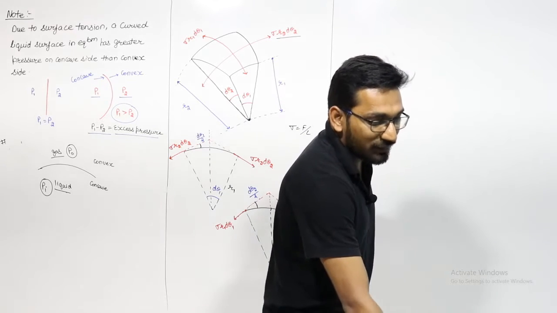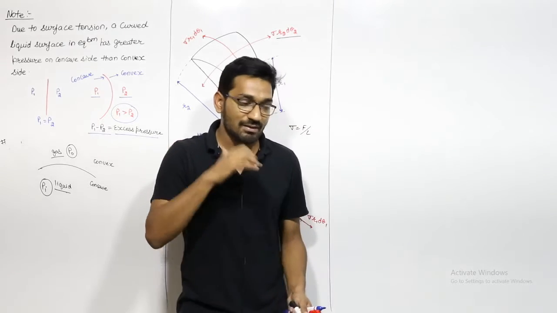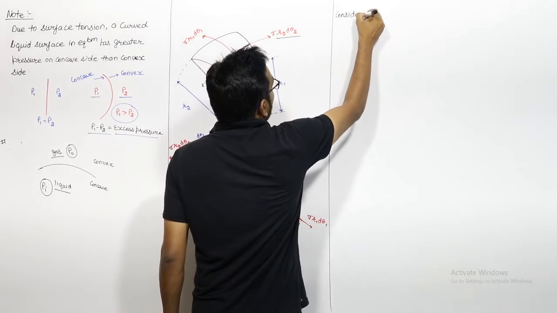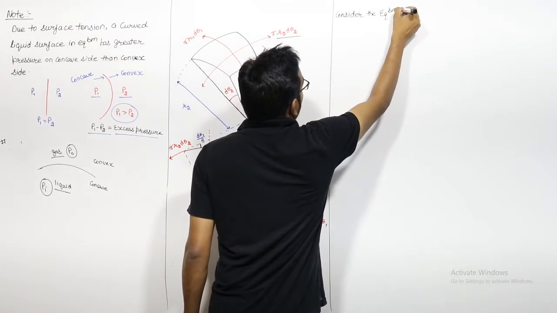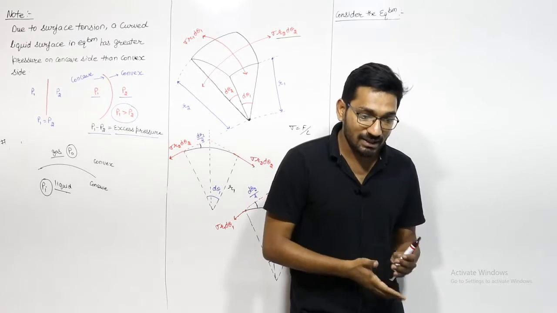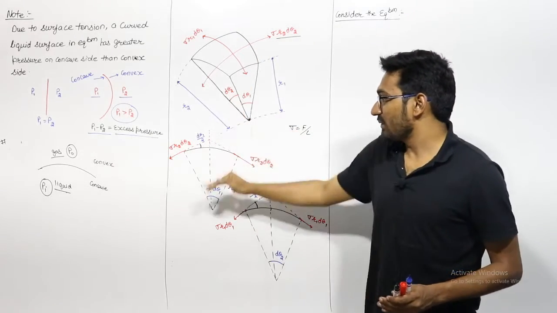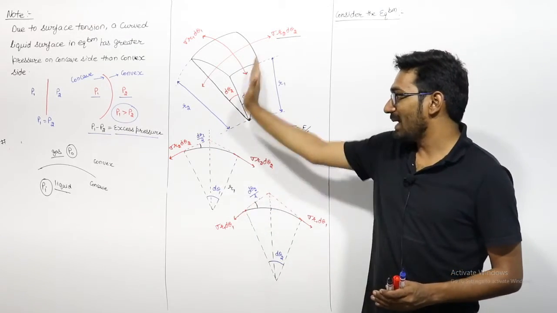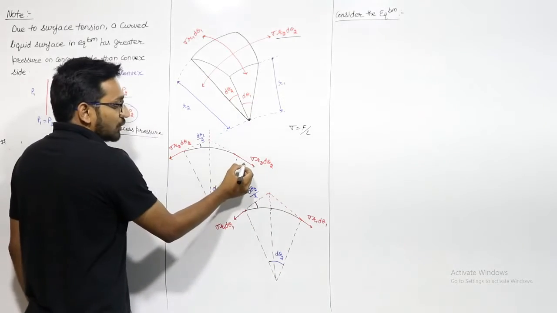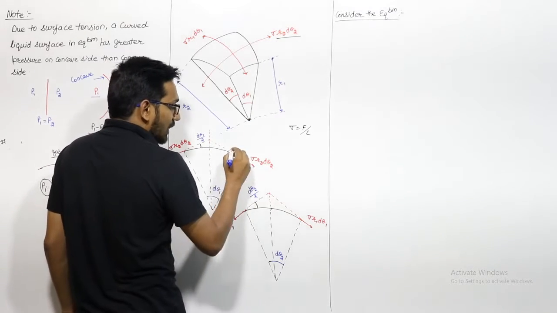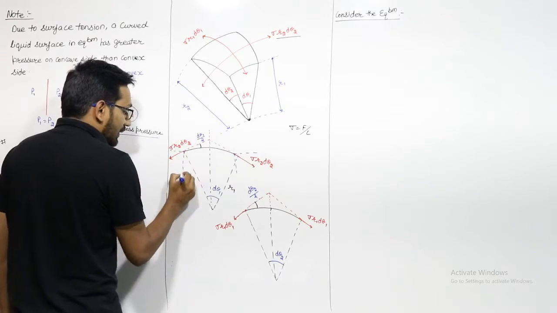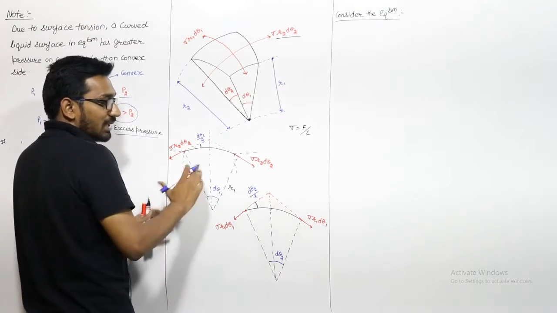If we consider the equilibrium of this small elemental fluid element, the free body diagram we have already made. We can make the force balance in the direction perpendicular to the surface. This is the surface. There are two components of this force sigma r2 d theta 2, horizontal and vertical. This one also has two components, horizontal and vertical. The horizontal components will cancel each other, and the vertical components will add.